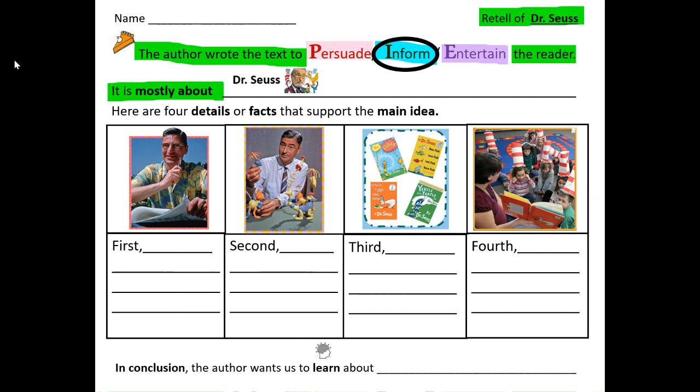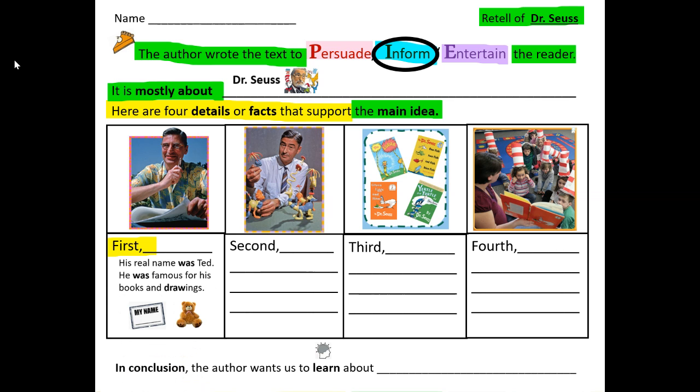Dr. Seuss. Here are 4 details or facts that support the main idea, or 4 details or facts that are about Dr. Seuss. So, first, what's one fact about Dr. Seuss? First, Dr. Seuss's real name is... Well, first, his real name was Ted. He was famous for his books and drawings.